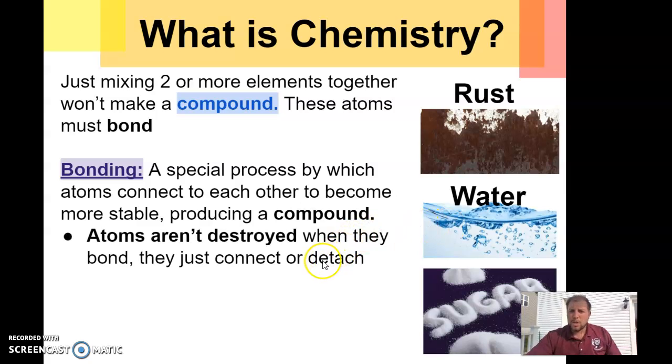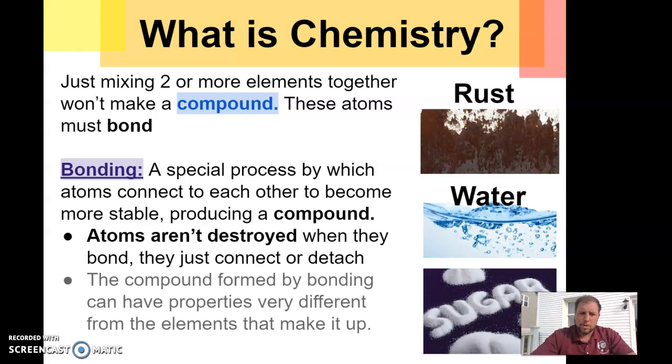Atoms aren't destroyed when they bond. It doesn't matter how violent the chemical reaction is, if there's an explosion or something like that. Atoms are not destroyed when they bond to each other. They just connect or detach in the exact same way that when you build a Lego set, your Lego pieces don't merge into each other. The Legos are still there. They're just connected. In the exact same way that if you smash a Lego kit, the little pieces don't disappear. They just fly apart.